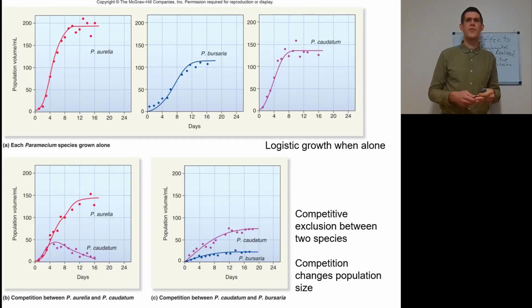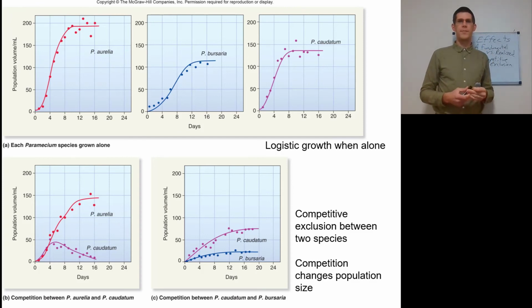Here's more examples: Paramecium aurelia, Paramecium bursaria, and right underneath me, of course, because I couldn't find a better place to move it, is Paramecium caudatum. Caudatum is reaching about population volume per milliliter. Caudatum's almost 150, so better than bursaria, less than aurelia. What you see here on the bottom is that Paramecium caudatum loses to aurelia, but wins against bursaria. So you have competitive exclusion between the two species.